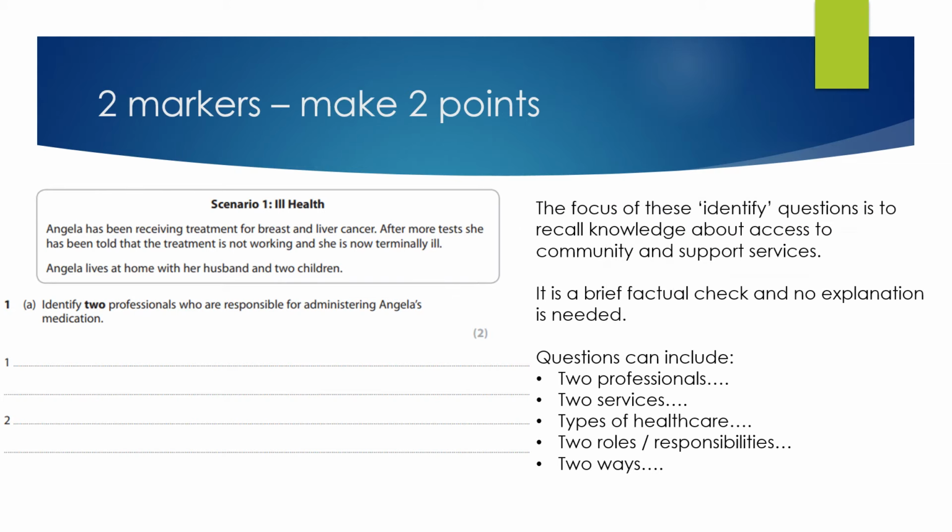So just coming back to the type of 2 markers you'll be given. The questions will often include 2 professionals, as this question does. It might be 2 services, two types of healthcare, two roles, two responsibilities, two ways, two individuals, two needs. So it's often two specific things in the context of the situation.